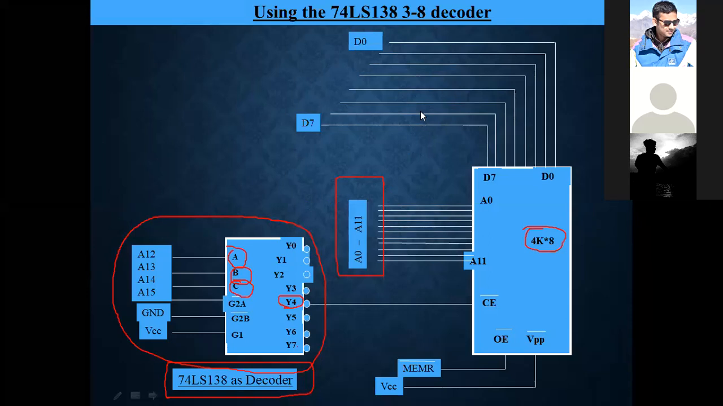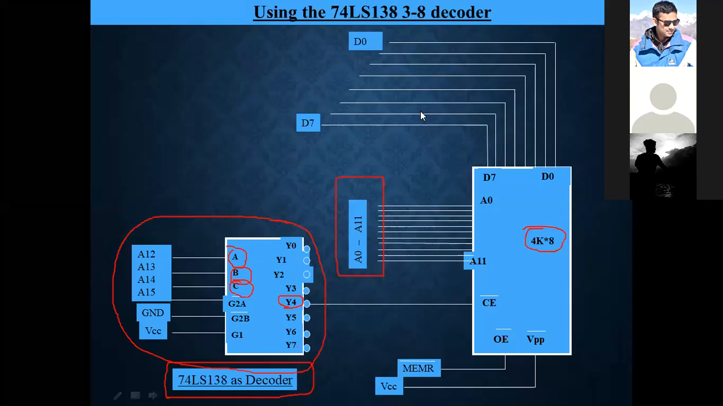Clear? So here we can see to select this Y4, this bit pattern must be followed. This particular bit pattern should be followed. Clear?